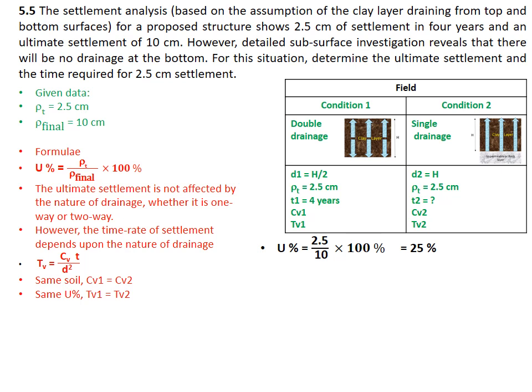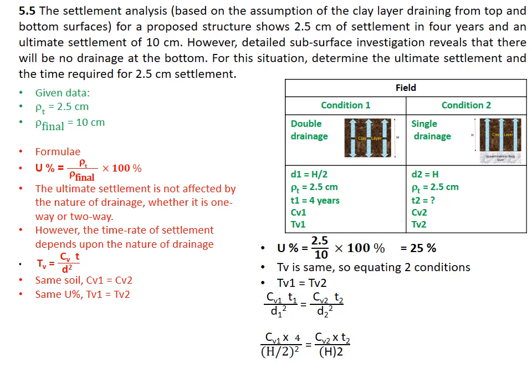Now this is just usage of that formula. In both the cases we have 2.5 centimeters and the ultimate settlement will be 10, therefore U will be 25%. So again equating the condition TV1 equals TV2, just like the previous problem. So we're putting the formula into this equation. We have this. Now again you look at the known values and try to replace them.